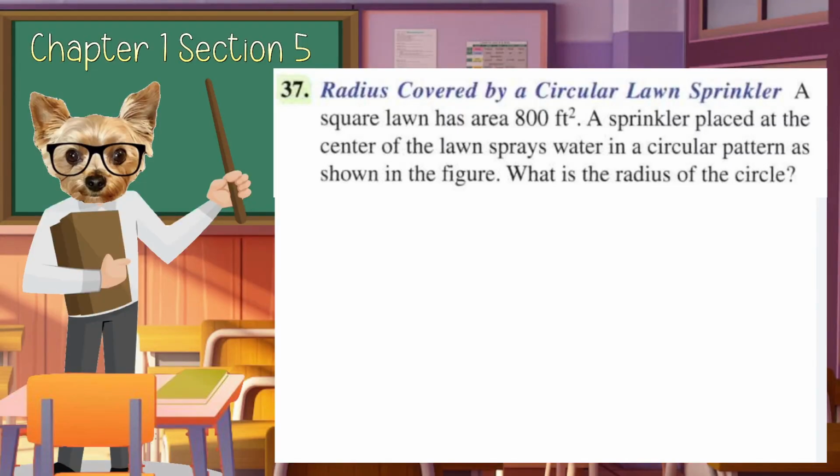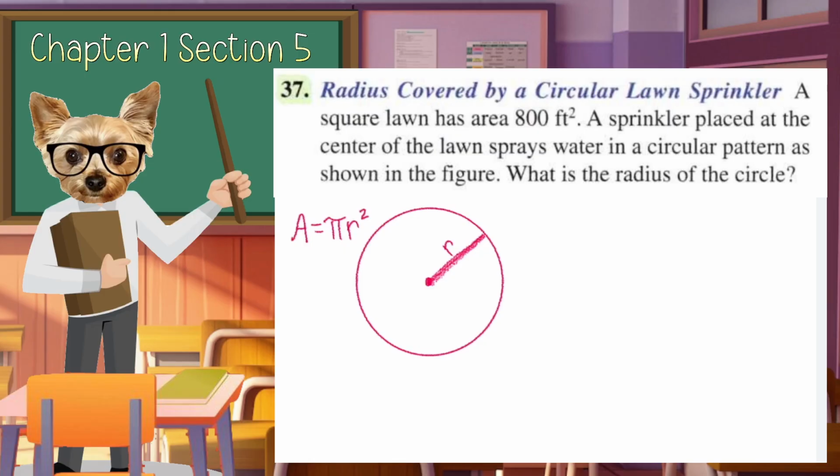Hey everybody, in this video we are looking at Chapter 1 of Algebra 2, Section 5, radius covered by a circular lawn sprinkler. So based on the title alone, I'm fairly certain I'm dealing with the area of a circle. Here's the radius, right? And the area of a circle, everyone should have memorized, is pi radius squared.